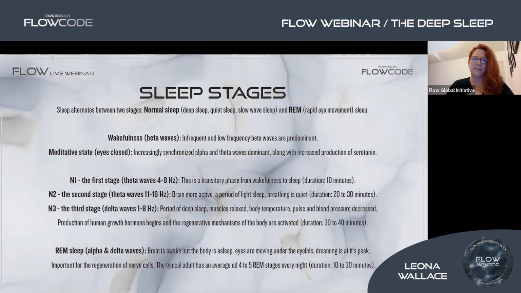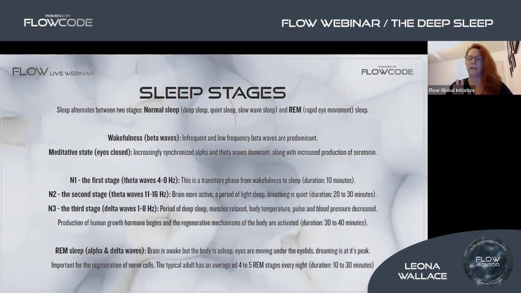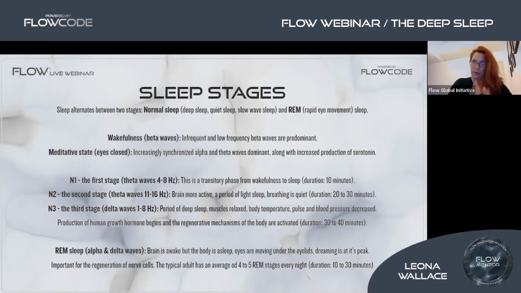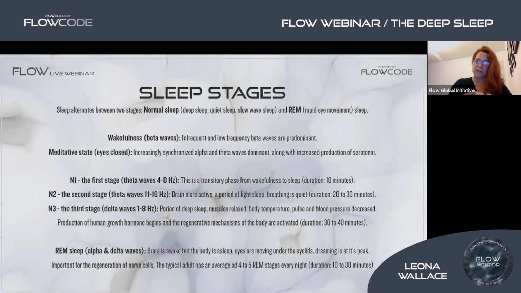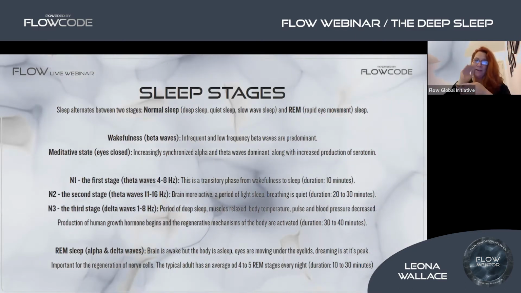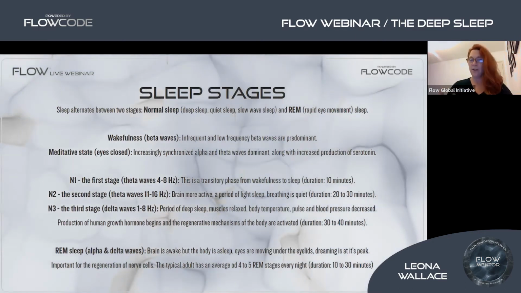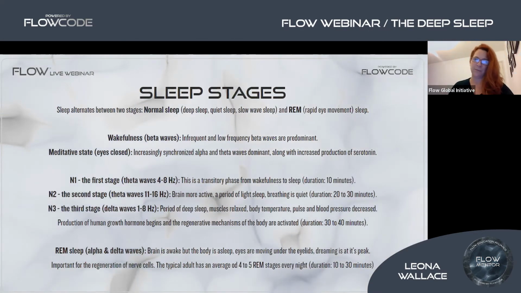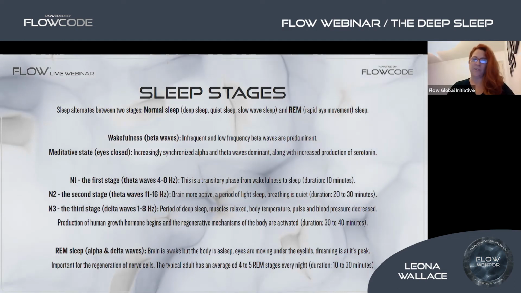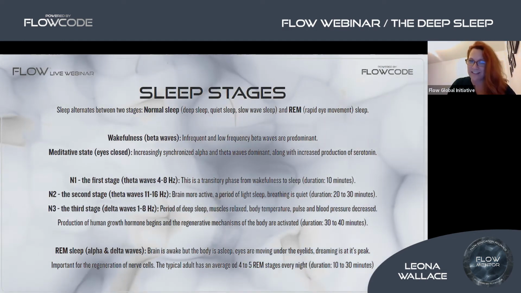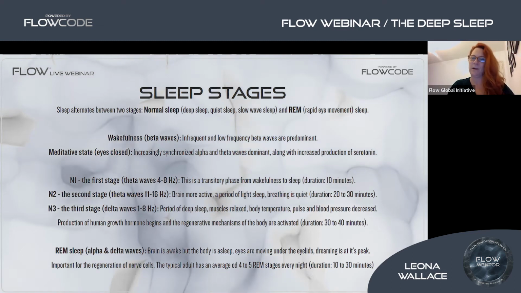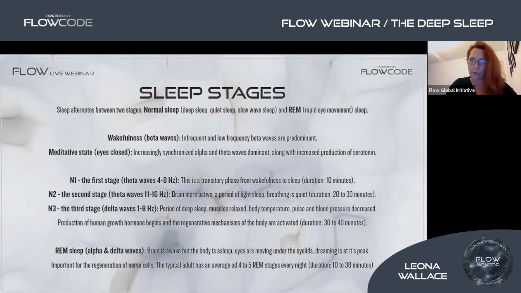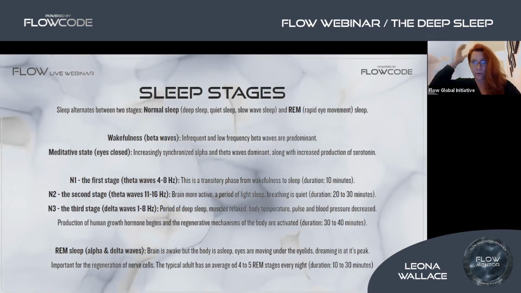In the second stage, our brain is still more active, and it's a period of light sleep, and your breath is quiet. This can last optimally between 20 to 30 minutes. And then we move into that third stage, deep sleep, where the muscles start to relax, your body temperature is changing, and your pulse and blood pressure are decreasing. The production of your human growth hormone begins, and the regenerative mechanisms of the body are activated during this third stage. So really important. And this lasts 30 to 40 minutes.